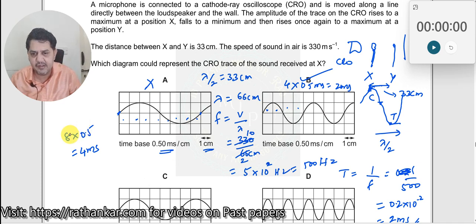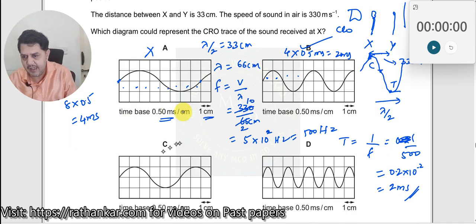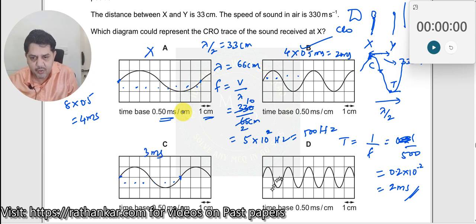The rest of them also, if you want, you can try it out. You will get different values over here. If you do this one here, 1, 2, 3, 4, 5, 6 from here to here, right? So 6 into 0.5 should be 3 milliseconds here. If you do here, this is 1, 2 over here, 1 full wave, right? So this should be 2 into 0.5, which should be 1 millisecond. So therefore all three of these are incorrect and B is the right answer.